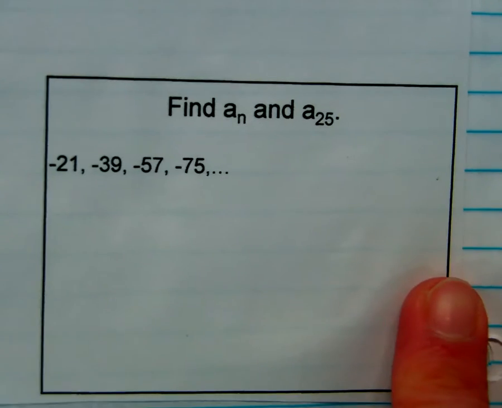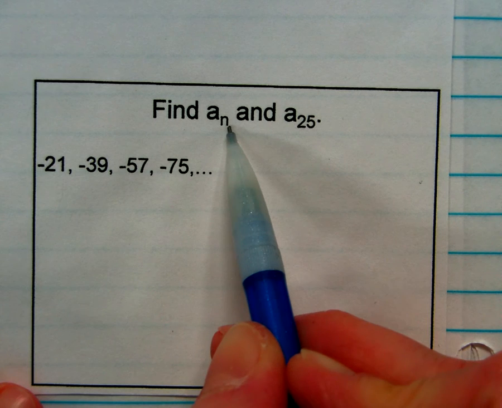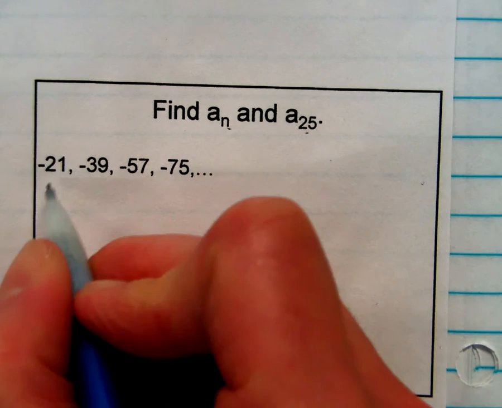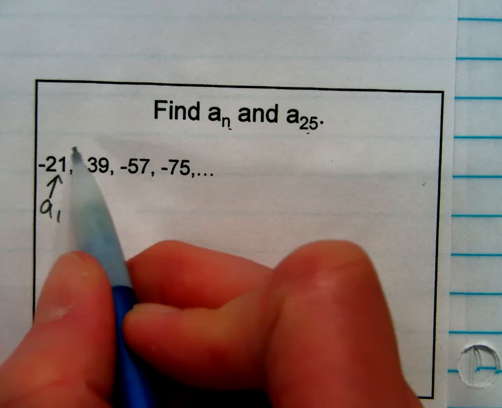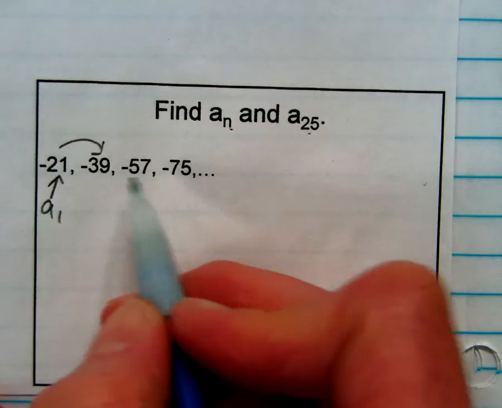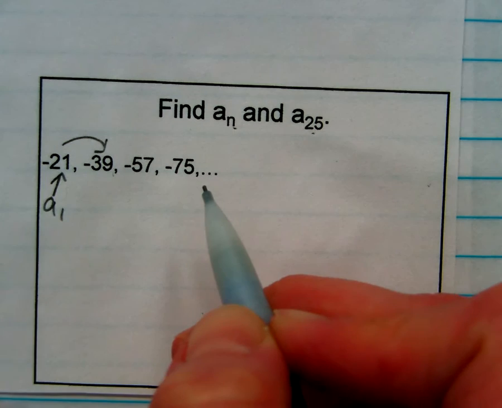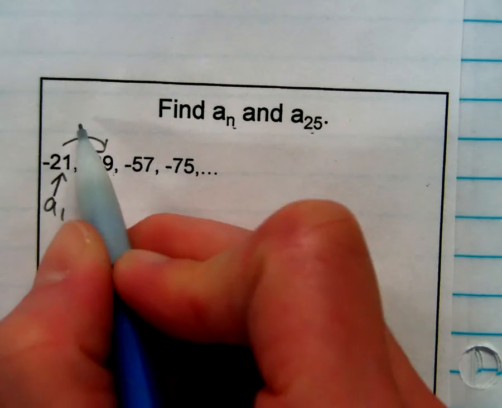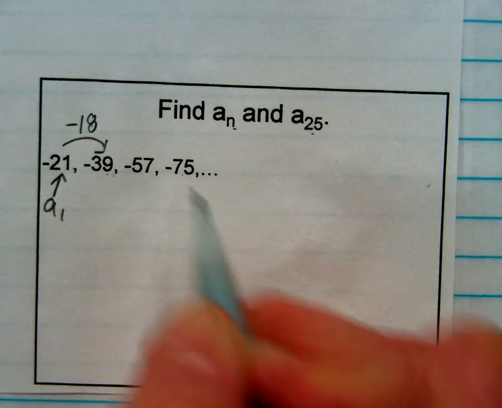So here's another sequence, same directions. They want us to find the formula for AN, the explicit formula, and then the 25th term. So the first term's easy. Negative 21 is the first term. What is the difference? What are we adding each time? 8. I don't think it's 8. Oh, no. I think it's a little bigger than that. There's an 8 in it. Oh, 18. And it's actually a negative 18 since all of this is going in the negative direction.